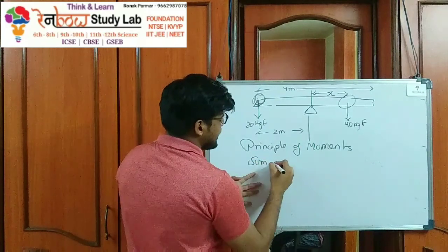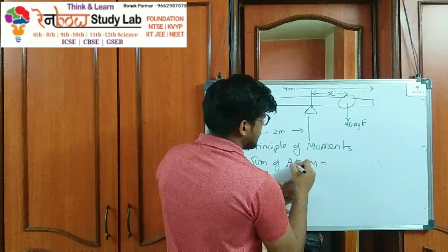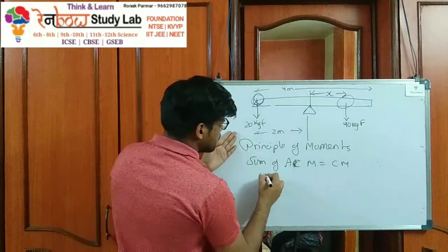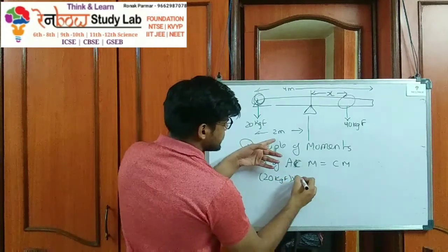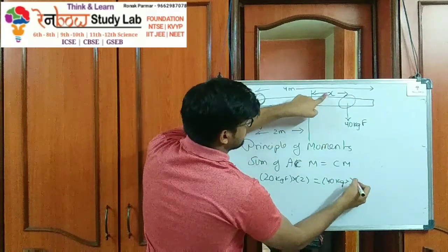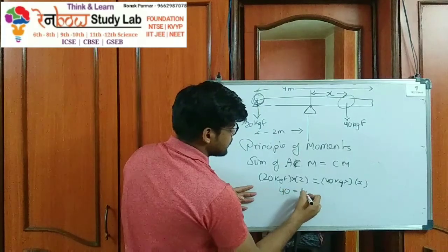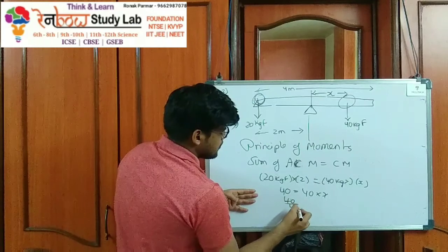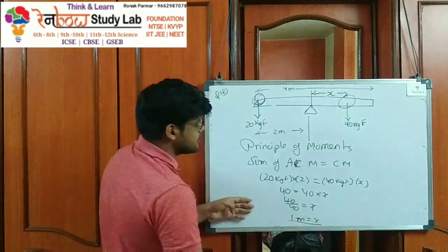Again, principle of moments. Sum of anti-clockwise moment is equal to clockwise moments. Anti-clockwise will be created by this. So 20 kgf into 2 meter, and this one is 40 kgf into x meters. This is 2 into 20, 40. This is 40 into x. 40 will come under division. 40 upon 40 is 1 meter. So here x is 1 meter.